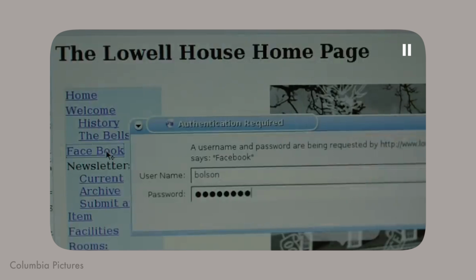So he just put in his friend's name, Billy Olson, and let him in. I don't know why it let him in. Is Billy part of Lowell House?